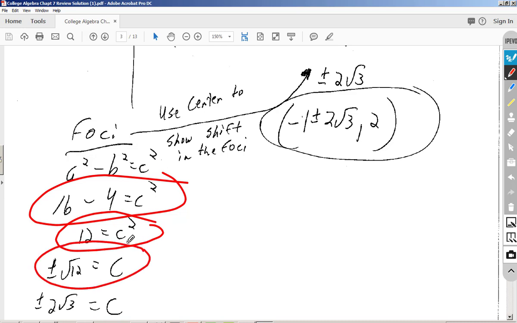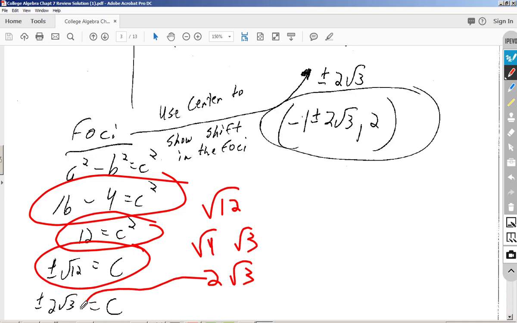So c is going to equal plus or minus the square root of 12. And I know that the square root of 12 can be simplified down because that's the square root of 4 times the square root of 3, and that's going to give me 2 square root of 3. So there is my c value, plus or minus 2 square root of 3.